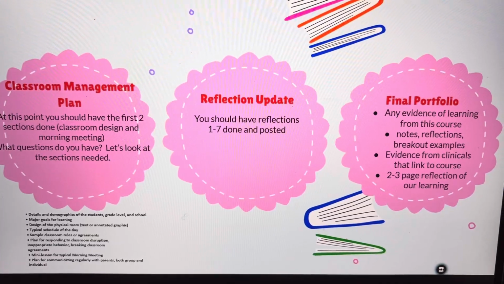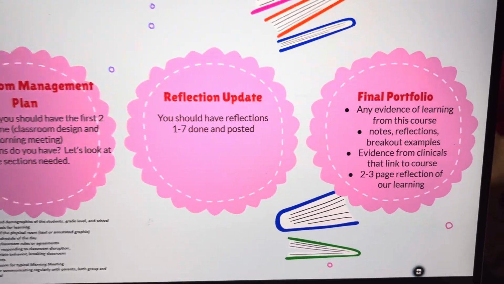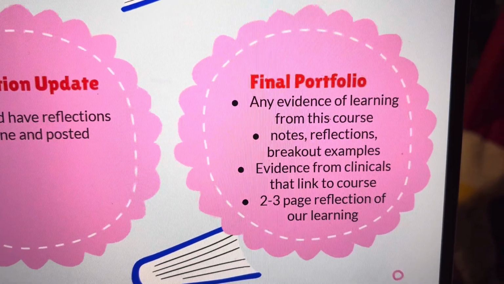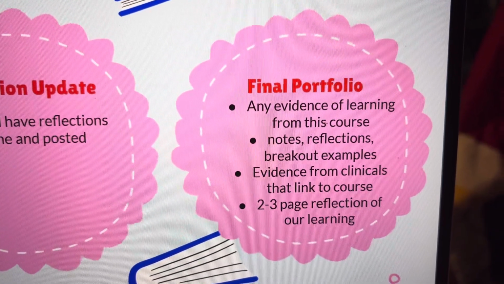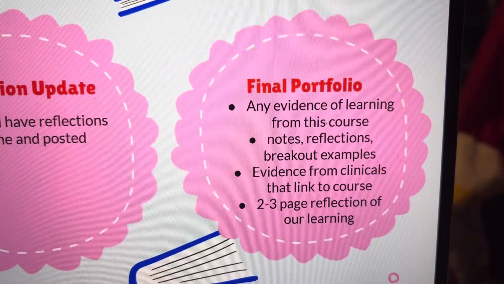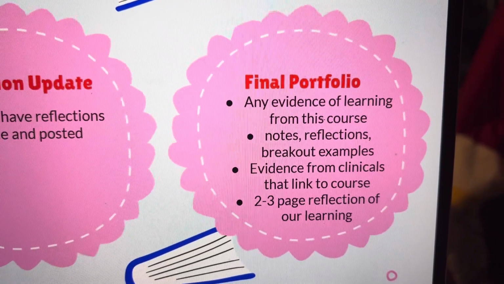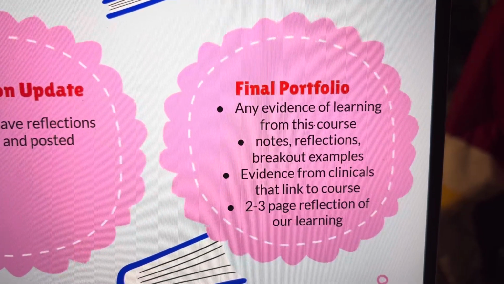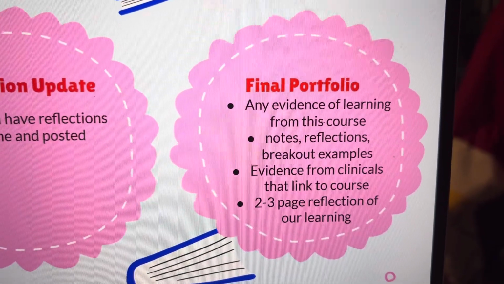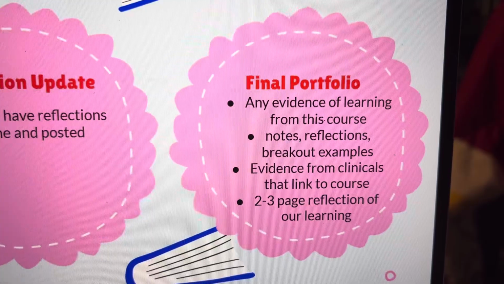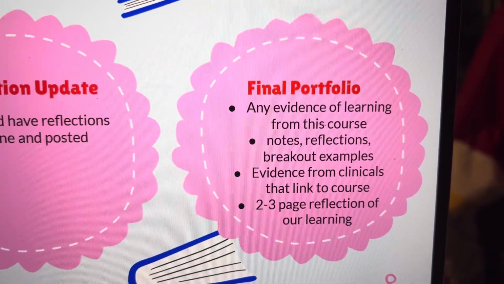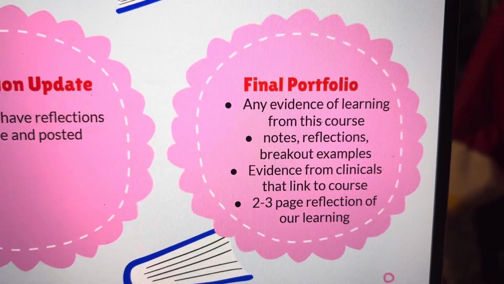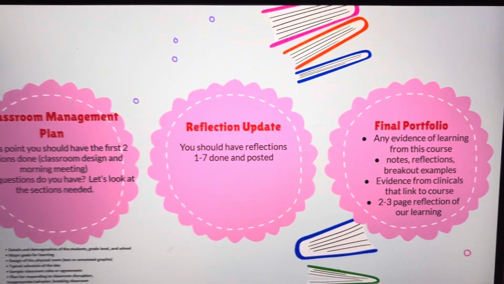And then lastly, I did want to talk a little bit about our final portfolio. The portfolio is just a summary of what you have learned in class. Start looking back at notes, reflections, anything you created in breakout groups, and start to pull together some evidence of your learning in EPS 450. In the end, you're going to have some evidence pieces as part of that portfolio that really show what you have learned, and then you're going to write a 2 to 3 page reflection of what it is overall that you learned in the class.